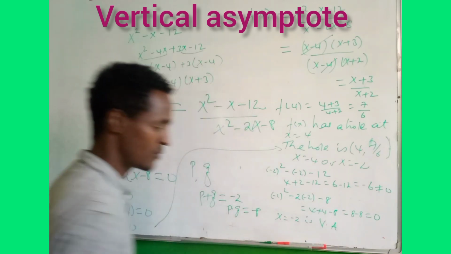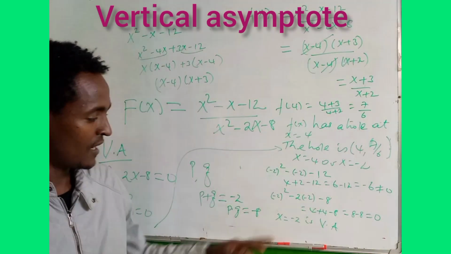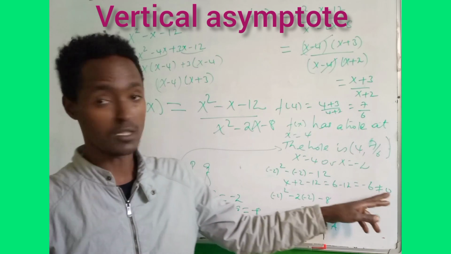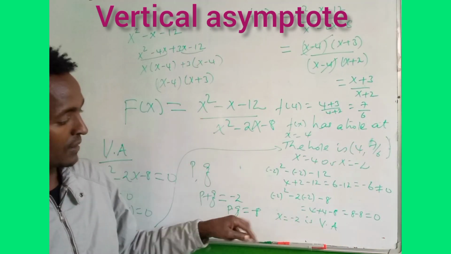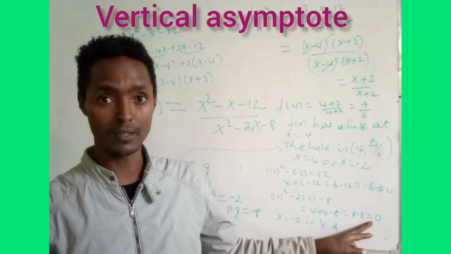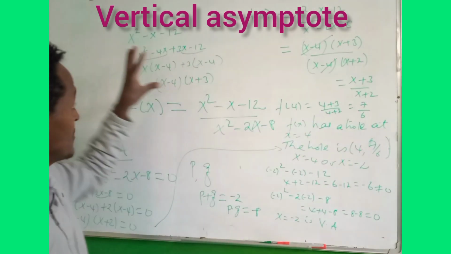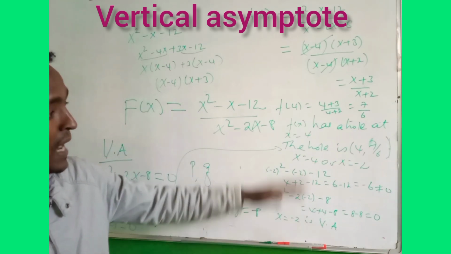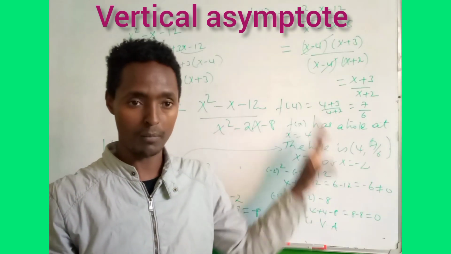So x is equal to minus 2 is taken as a vertical asymptote because, as you see, when we set minus 2 in the numerator, we get minus 6, which is different from 0. And when we insert the same number in the denominator, it makes the denominator 0. Therefore, x is equal to minus 2 is a vertical asymptote. Generally, this function has a vertical asymptote at x equal to minus 2 and has a hole at 4 comma 7 over 6. This is all about the vertical asymptote.